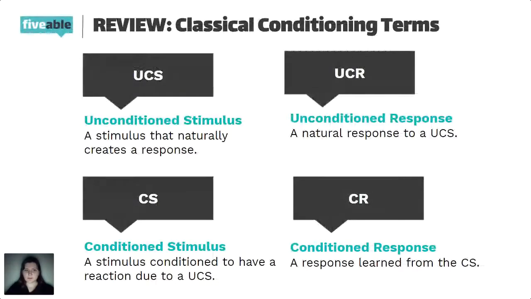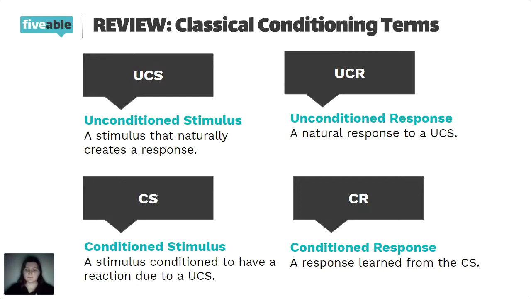So as a review, we have some classical conditioning terms. You might see UCS as US. Either way, it stands for Unconditioned Stimulus, which is a stimulus that naturally creates a response. And we can be going into Pavlov's dog pretty soon to apply a scientific experiment to this. Then following the UCS, we have the UCR, or the Unconditioned Response, which is a natural response to the unconditioned stimulus.